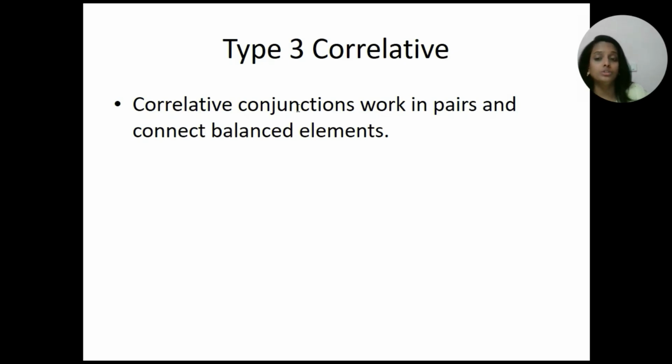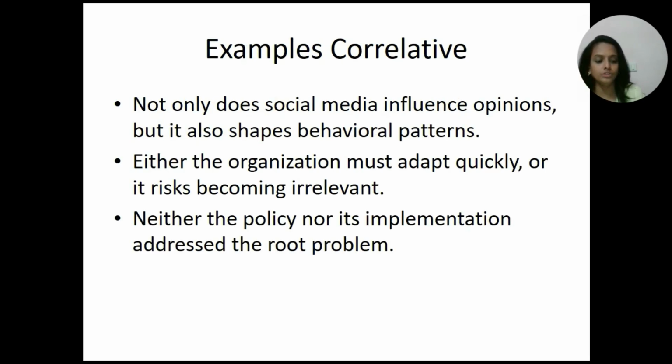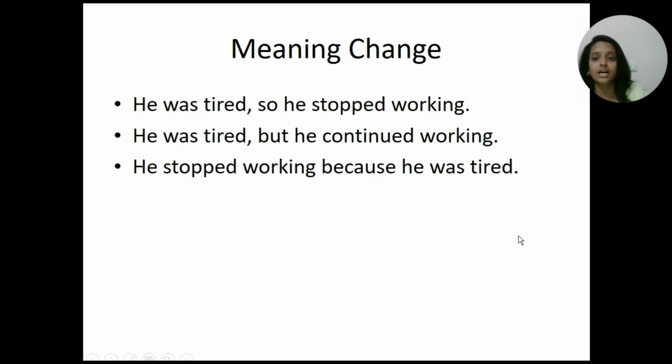So the words such as not only and but also, either or, neither nor, both and. So these are some of the example words that we use. I'll show you some of the examples. You can just pause the video and go through these examples. So these are the complex conjunctions. Okay. Now, the fourth one, we call it high level usage.